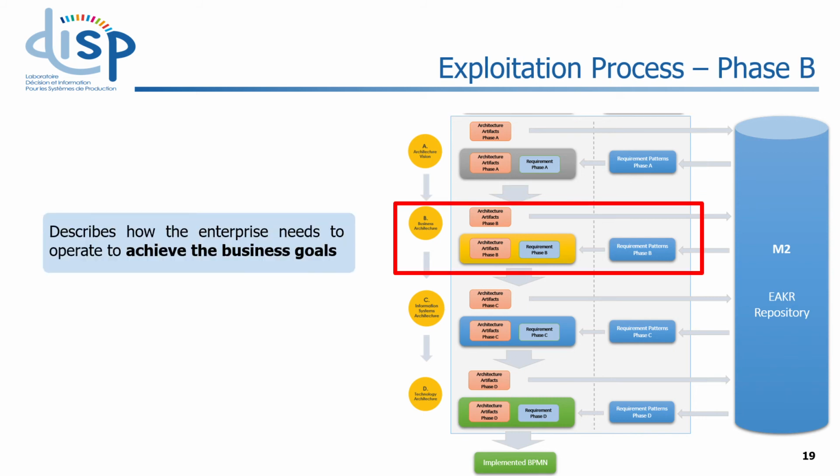Then, in the second phase, we describe how the enterprise needs to operate to achieve the business goals. And each piece of information is used to check in the repository the different artifacts, which are presented to a user to see in real time all the different artifacts that exist for this level of requirement definition.